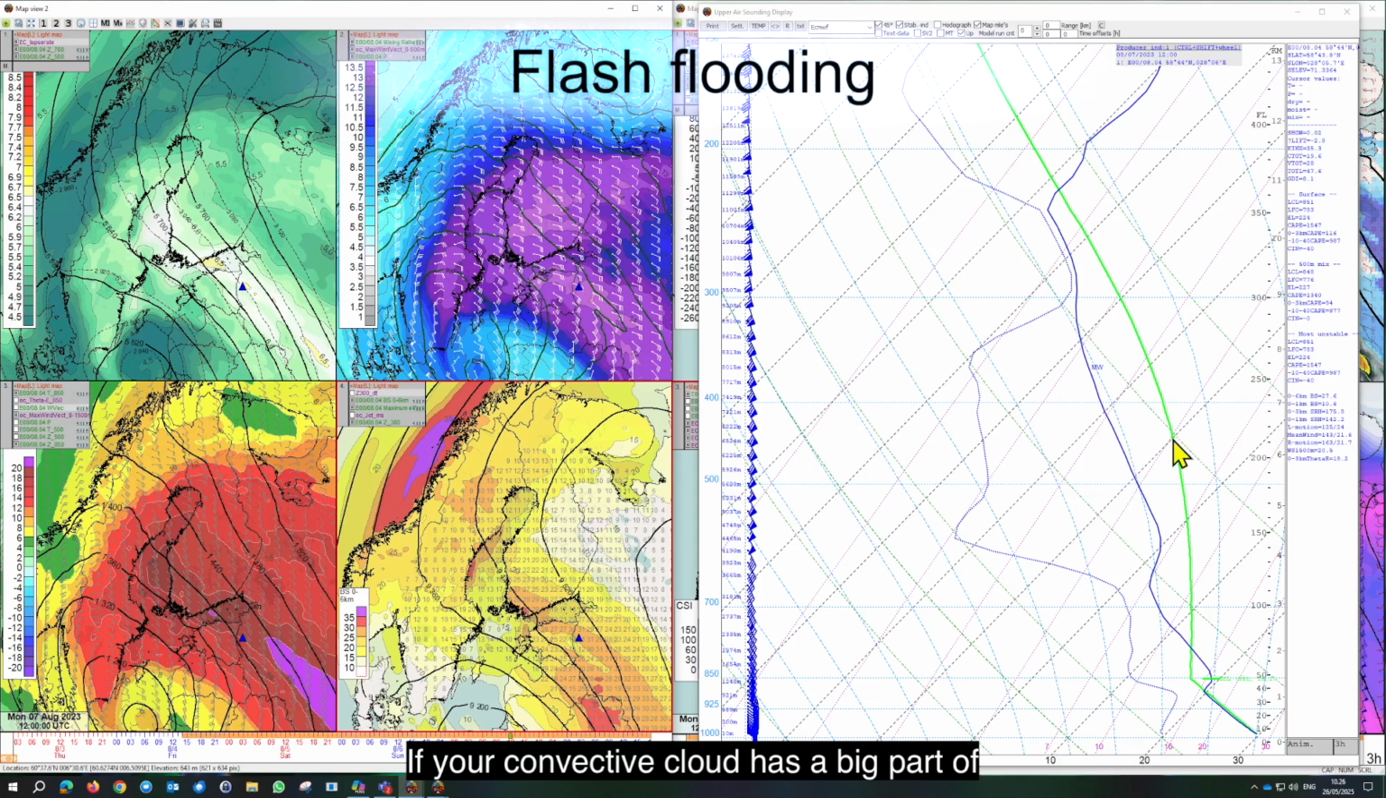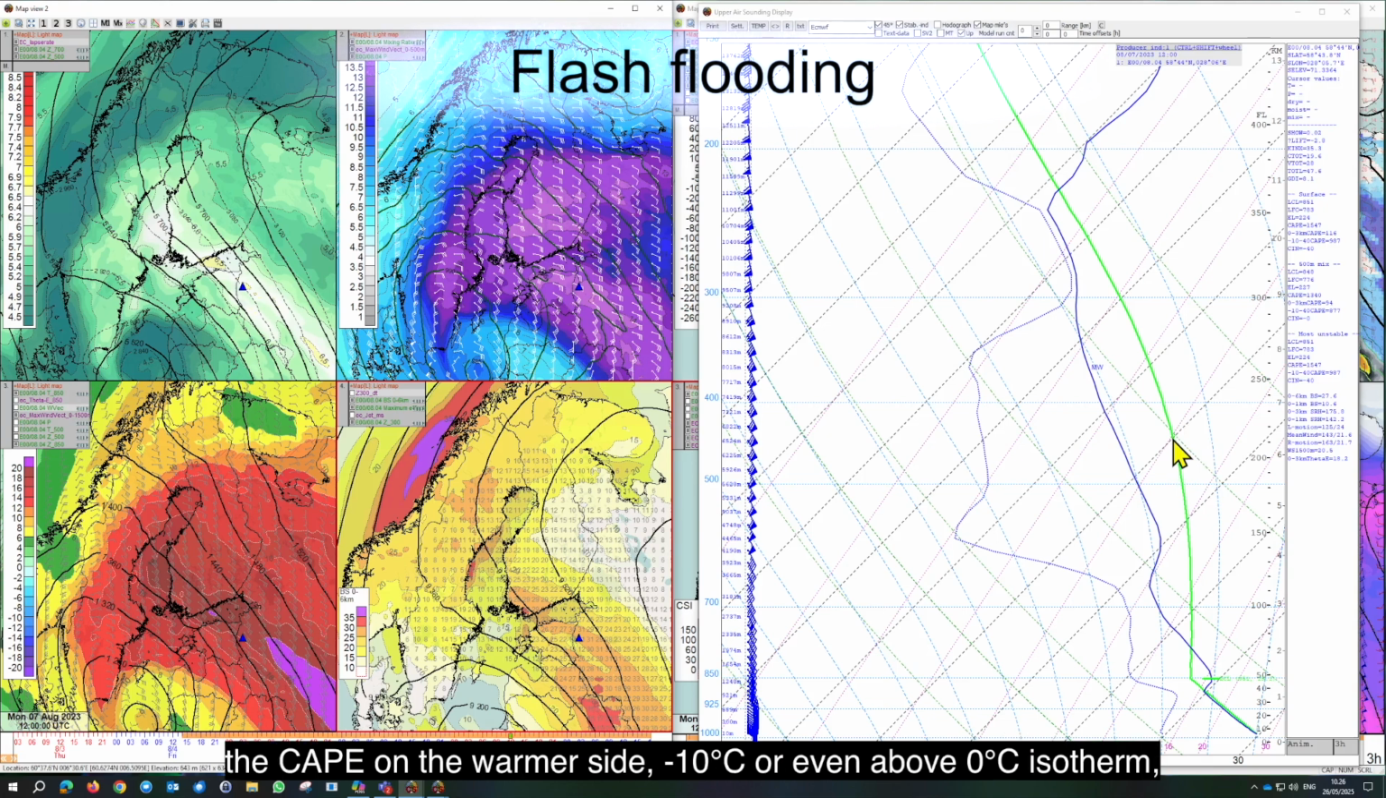If your convective cloud has big part of the CAPE on the warmer side, minus 10 or even above 0 isotherm, it could be producing flash flooding, so heavy precipitation. And it's because in this part of the cloud, where it's mostly consisted of water droplets, the cloud is going through a warm rain process that is allowing heavy precipitation to be the more prominent threat.